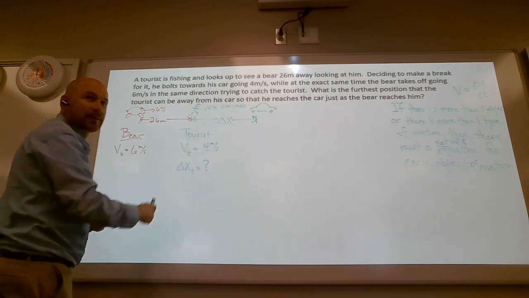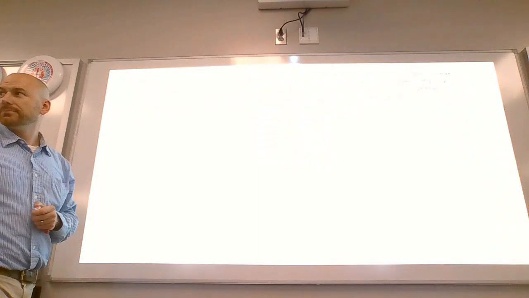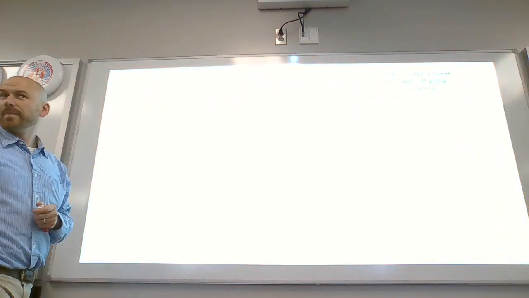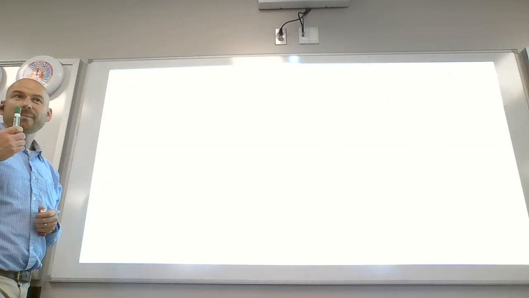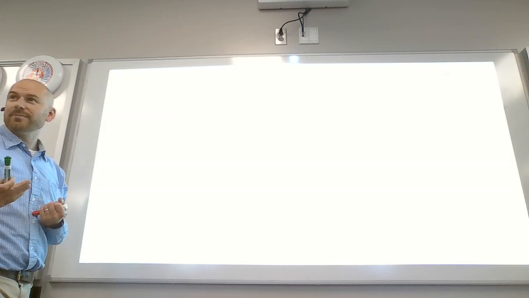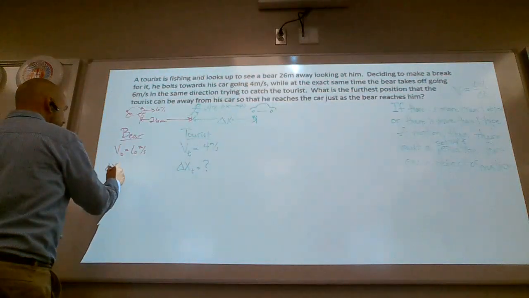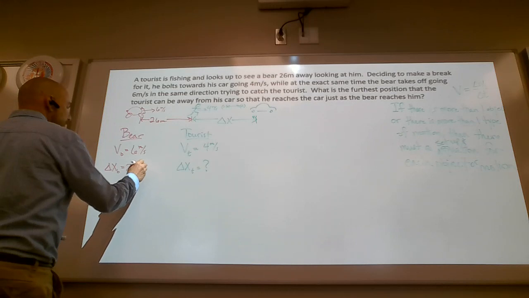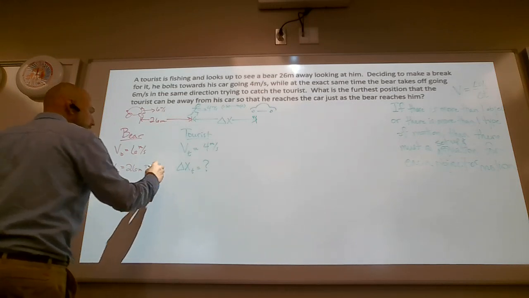Everything stops at the car. How far did the bear run? At least 26. Yep, and then some. What is the and then some? Okay, so the displacement of the bear is 26 meters plus the displacement of the tourist.